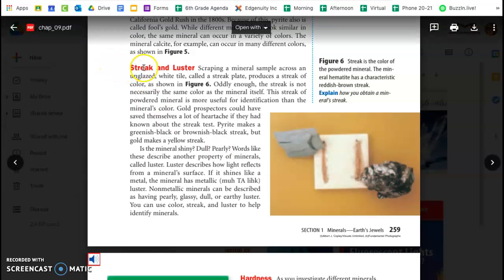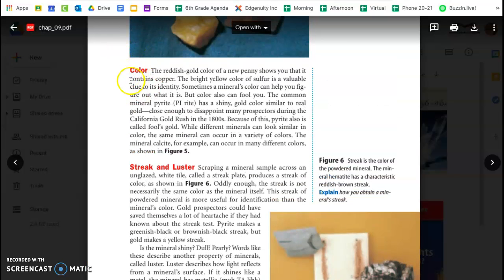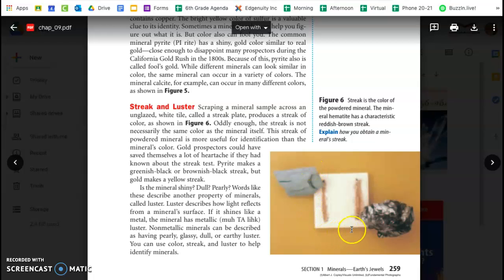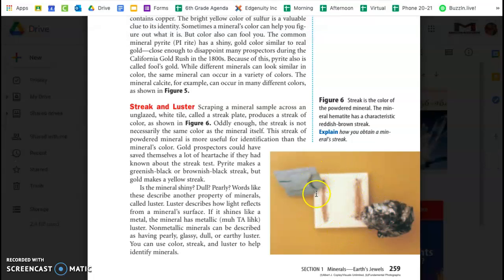The next properties that your book has listed are streak and luster, and they put those together, but really streak should be with color. Streak is the powdered color or the true color of a mineral. Streak is what the mineral looks like when it's broken up and powdered and it hasn't reacted with its surroundings. To determine the streak of a mineral, you use an unglazed porcelain plate. It's this little white tile here, this white square. And you take the mineral and you scratch it along the streak plate.